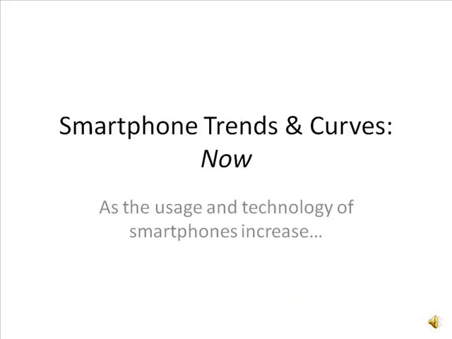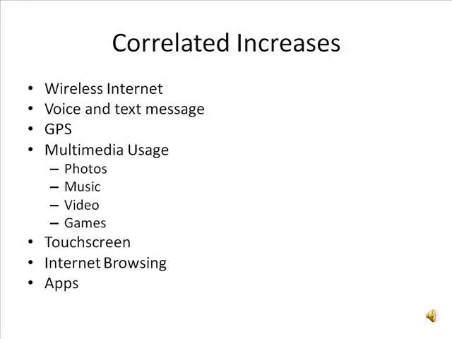Let's talk about smartphone trends and curves that are happening right now. As the usage and technology of smartphones increase, the following items also increase. More people will be using wireless internet for emailing and searching. Voice and text messages to communicate with people. GPS to find exact locations. Multimedia services such as taking pictures or listening to music. And at the same time, applications and touchscreen technology are becoming more recognized for efficiency and innovation.